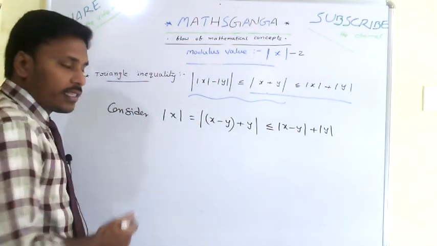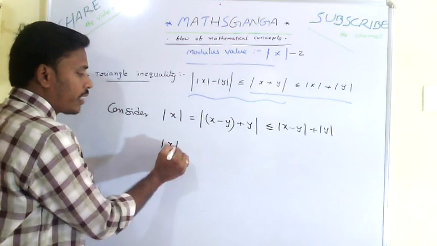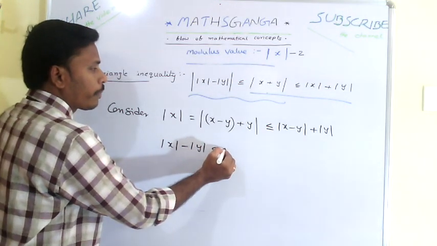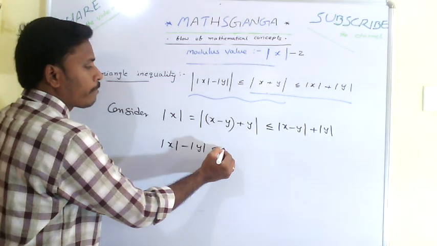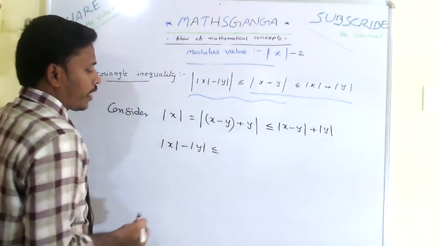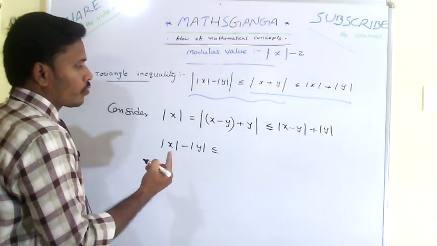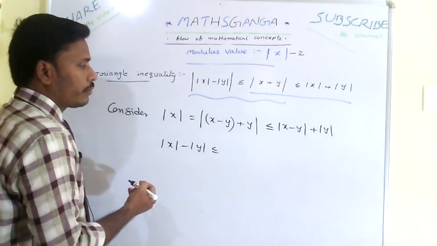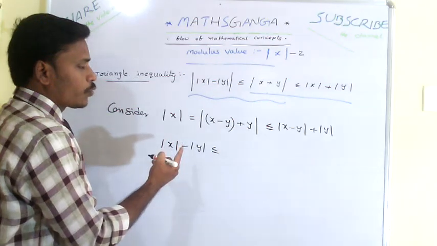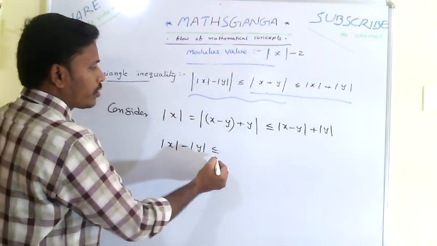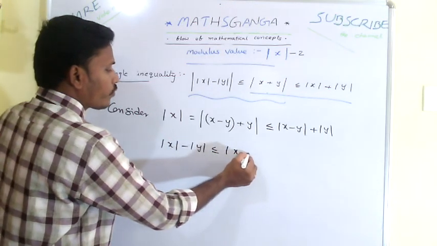If you send mod y this side, you have that mod x minus mod y is less than or equal to modulus of x minus y. Actually we are going to prove that. This is less than or equal to modulus of x minus y I have here.